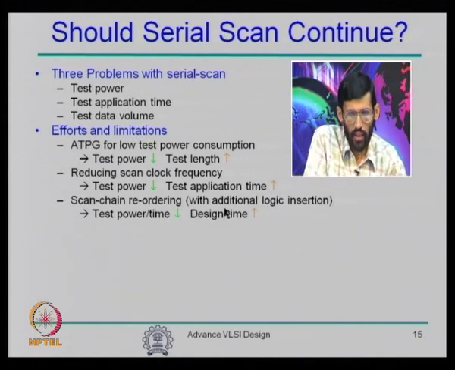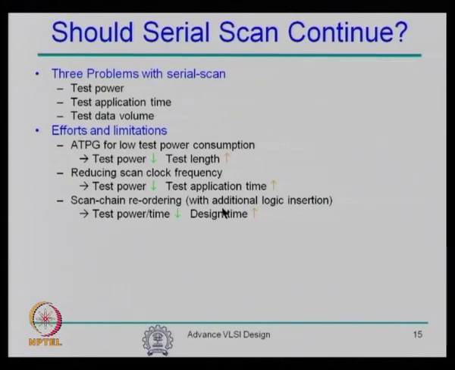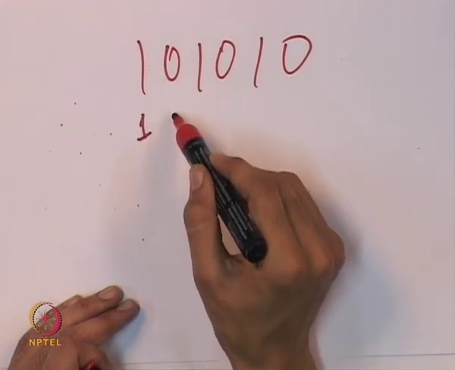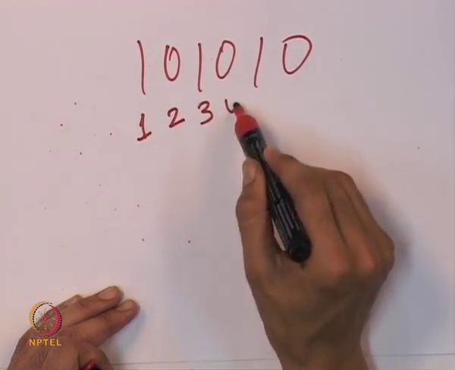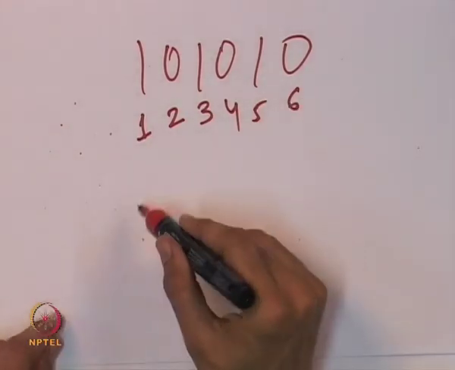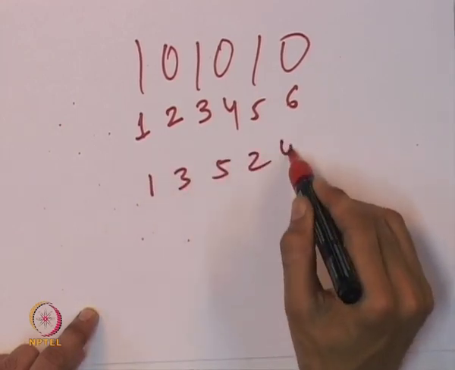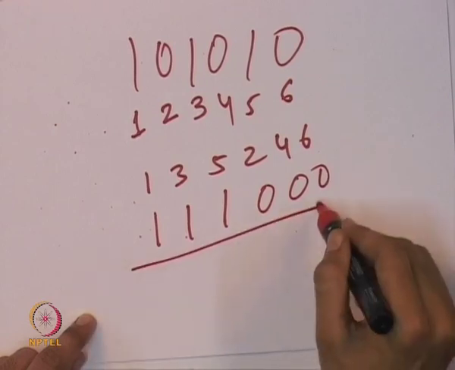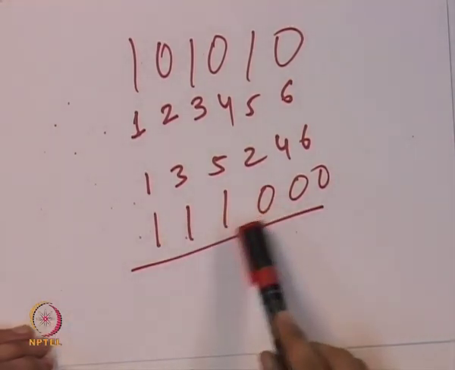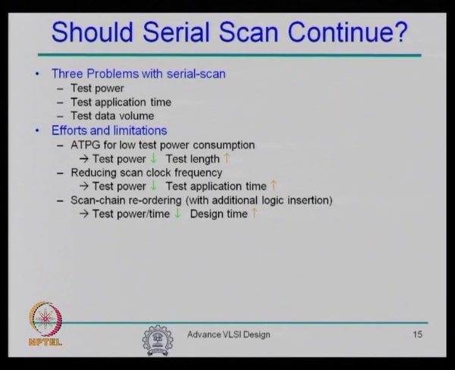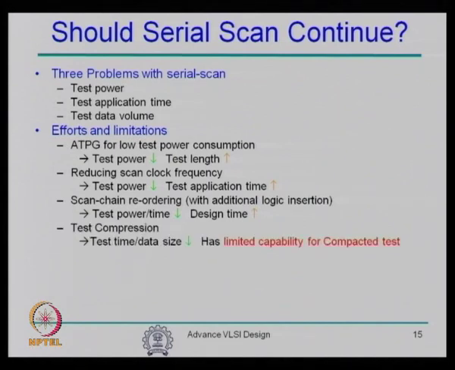The other way is that you can reorder the scan chain. Say you want to scan in a pattern 1 0 1 0 1 0: you have 1 in flip flop 1, 0 in flip flop 2, 1 in flip flop 3, 0 in flip flop 4, 1 in 5, 0 in 6. If I stitch this scan chain in a different way, like 1, 3, 5, 2, 4, 6, then I need to scan in 1, 1, 1, 0, 0, 0, and hence I can reduce the number of transitions, because now there would be only one transition. This can reduce the test power and test time, but you need to modify the scan stitching, which needs some design effort, and hence design time will increase.